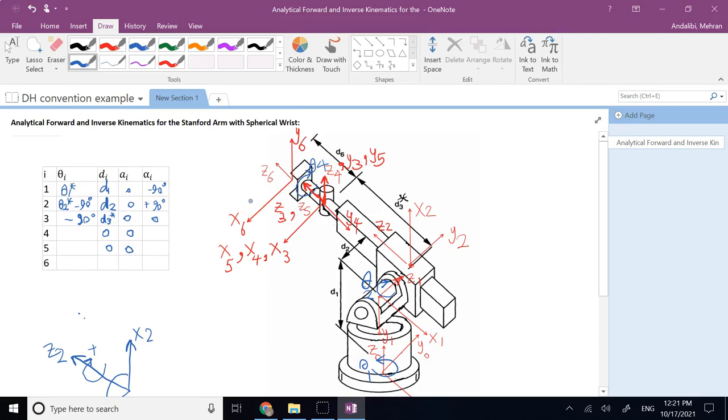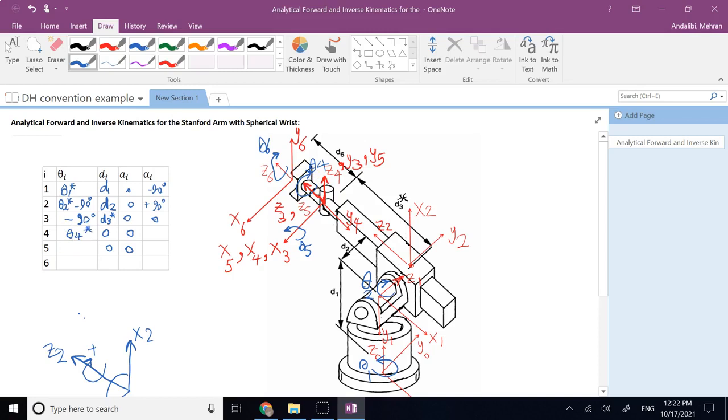The same thing happens for theta 6, correct? So your theta 6 is also going to be like this. And your theta number 5 is going to be about this axis. So again, since the x's are already aligned, all you need is really theta number 4. And that is the joint variable.